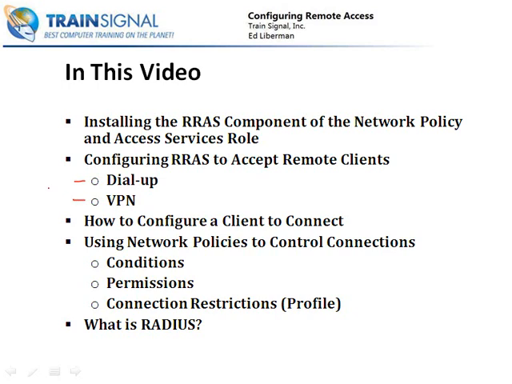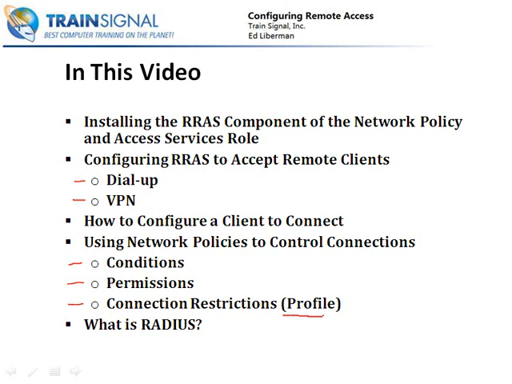Next, we'll see how to configure the client to make that connection to the remote access server. Once we have the server and the client all set up and ready to make a connection, we'll then look at how to use network policies to control those connections. And we control them with three different components of the network policy. The first being the conditions. Conditions have to be met to determine which network policy we're going to use. Once we've determined which network policy is going to be used, we then configure a permission as to whether this policy is going to allow connectivity or maybe deny connectivity. And then we have our actual connection restrictions.